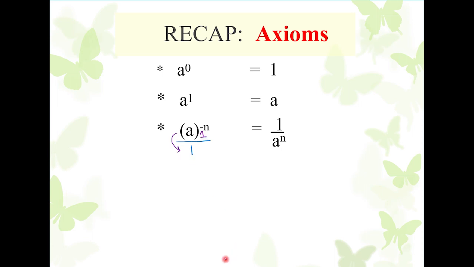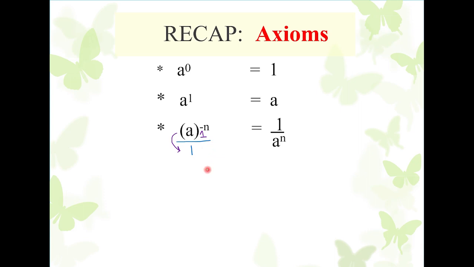Now don't make the mistake and say this a to the power of negative n goes to the downside while this 1 is going to the upside. No, that's not how it works. It works only one way. The power with the negative exponent is the one that goes to the downside, or if it was at the bottom, it is going to go to the upside.